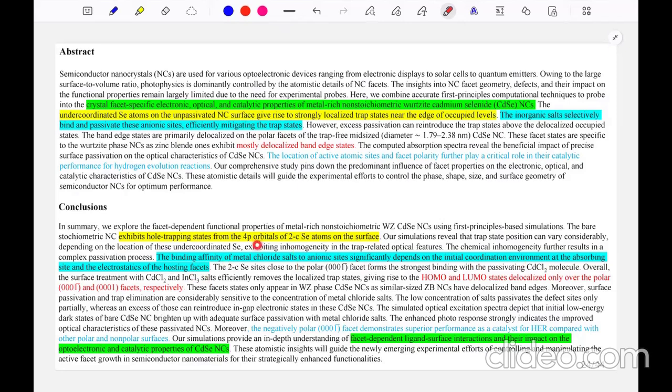This is also the metal chloride salt that they are talking about, the same as CdCl2 and indium chloride. Both emphasize the band edge behavior. You can see this red part is mostly delocalized band states, HOMO and LUMO states delocalized only over the polar surface. So these are some similarities between the abstract and conclusion.